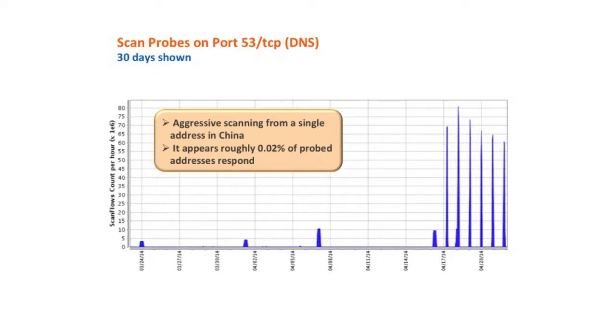The most aggressive scanning here is coming from a single address in China. As you can see, it's very regular in nature. It looks like on a daily basis it goes out and does some aggressive scanning activity. And curiously, looking at how many connections they've been able to make, it looks like about 0.02% of the addresses that have been probed appear to be responding to this particular protocol. So I don't know if there's any fundamental significance to that, but it was merely an observation.